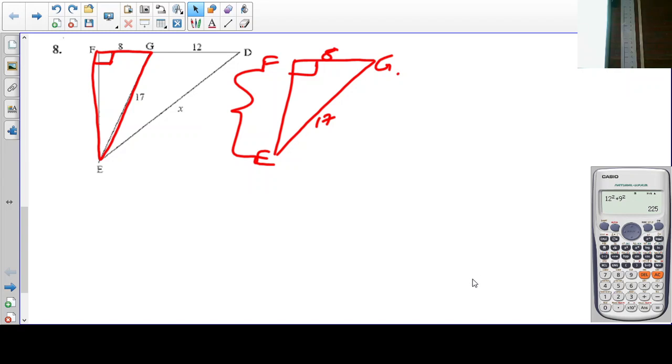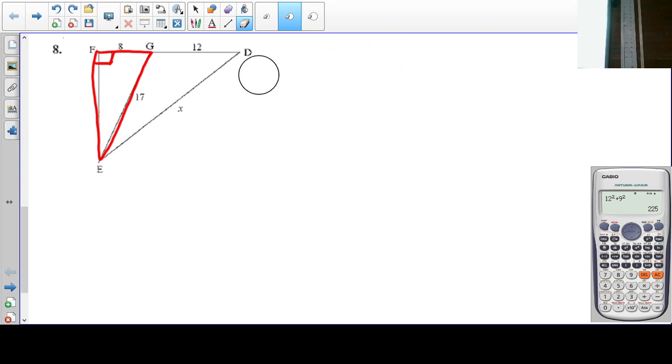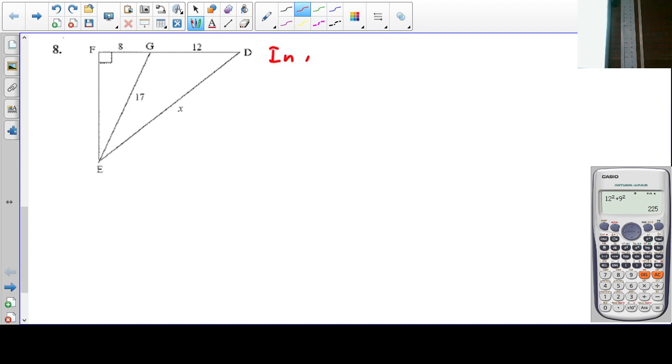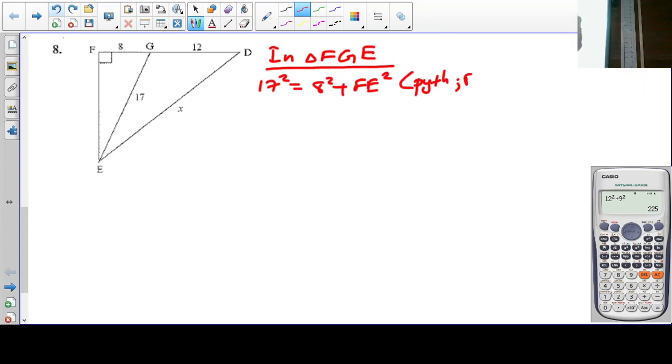Right, so we're going to need to calculate EF first. If you did not say this, it's fine. In triangle FGE, this is your hypotenuse. So we say 17 squared equals 8 squared plus FE squared. And where are we getting that from? Pythagoras, with angle F equal to 90 degrees. So we get 17 squared minus 8 squared is equal to FE squared.